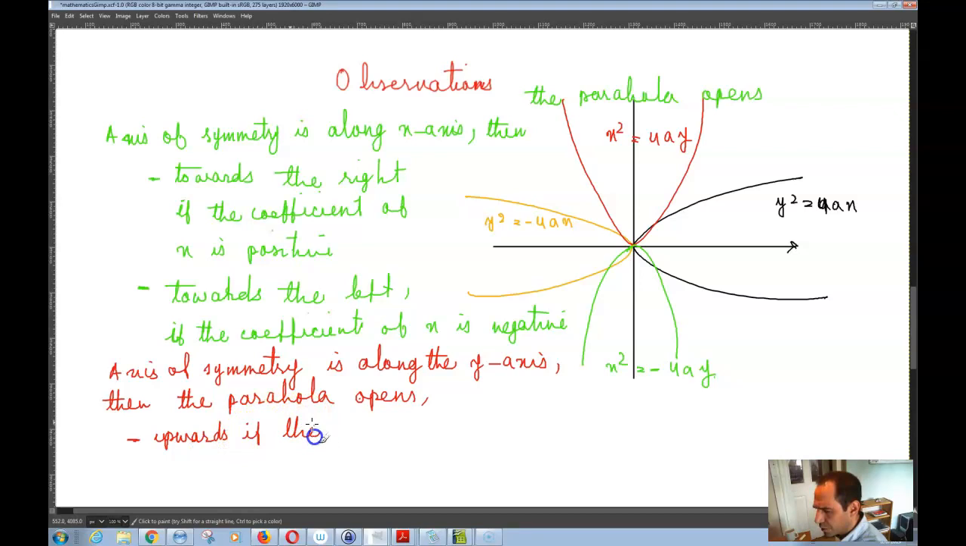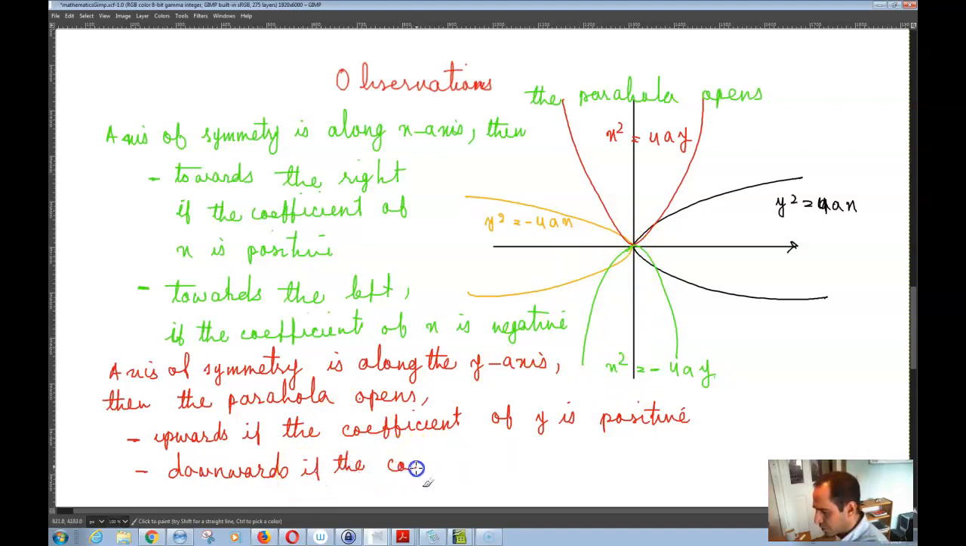if the coefficient of y is positive, and it opens downwards, as you can see here, if the coefficient of y is negative. So very simple, very logical. There is nothing complicated about that.